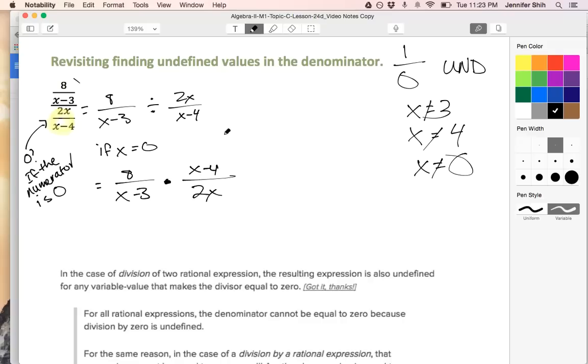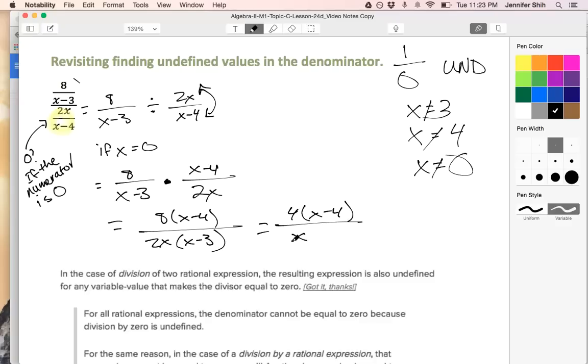I multiplied by the reciprocal, took the reciprocal of this. Now I just multiply across. 8 times x minus 4 over 2x, x minus 3. There is a common factor between 8 and 2 that I can take out and cancel, and I get left with 4 times x minus 4 over x times x minus 3.